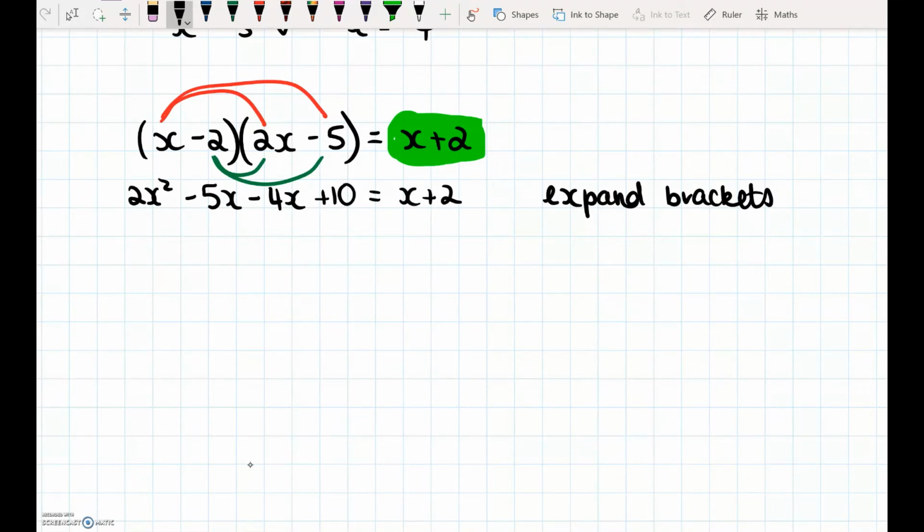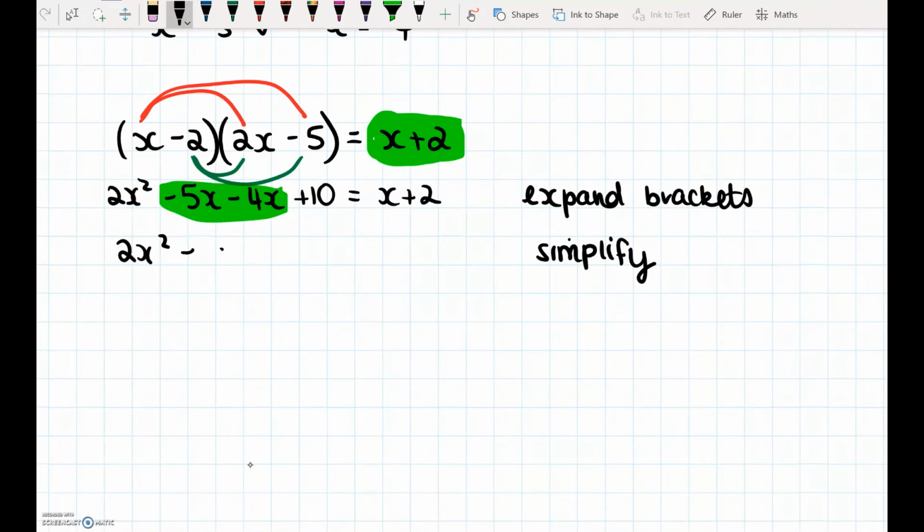Okay. Now we need to simplify this left-hand side. Okay, so simplify. That's what we're going to do now. All right, so 2x squared, and this just means combining the like terms. We have these two like terms here, so we can bring them together. So we get 2x squared minus 9x plus 10 equals x plus 2.